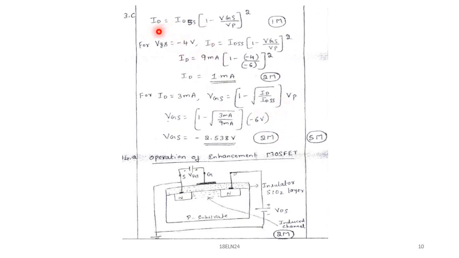This type of problem you can expect. You can find out the drain current and the gate to source voltage and all. The next question is 4A here, the operation of enhancement type MOSFET. Enhancement type MOSFET, and you have to mention in the enhancement MOSFET initial channel won't be there. You have to create the channel. This is about the construction part, and the construction diagram, it is 2 marks.